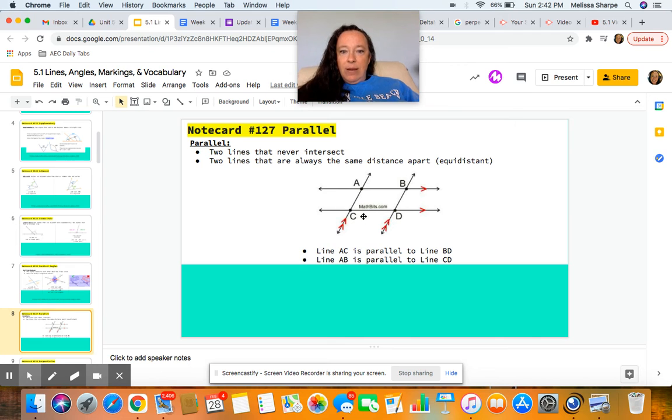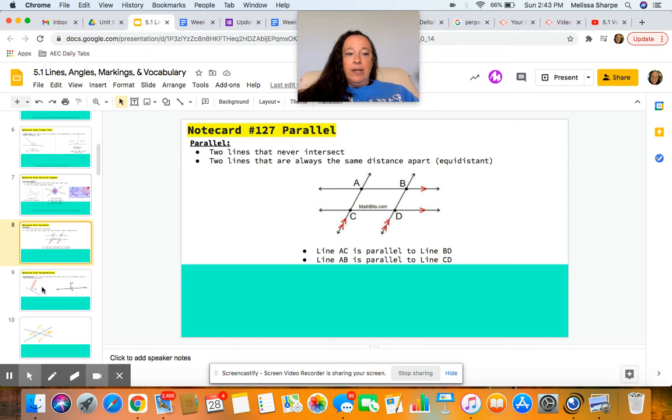So in this image that I pulled from mathbits.com, line AC right here is parallel to line BD. And also line AB is parallel to CD, and the markings are normally little arrows. So you'll see we've got one red arrow on each of these lines. That means that they are parallel. That's a marking. Over here we have two little red arrows. So that means that these lines are parallel. Pause me and finish up note card 127.